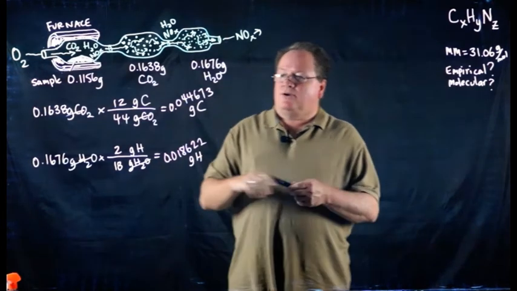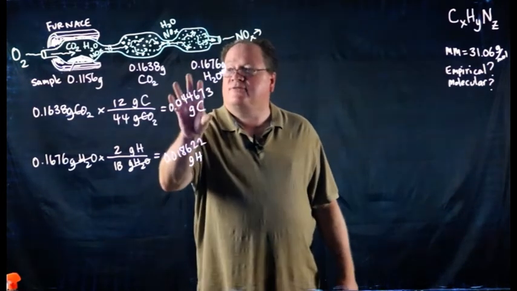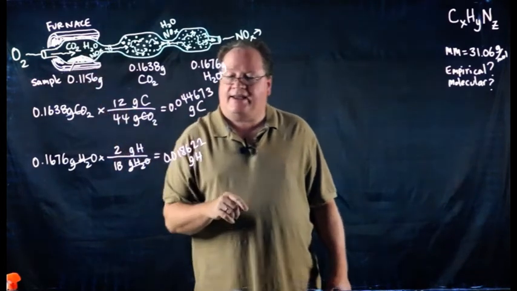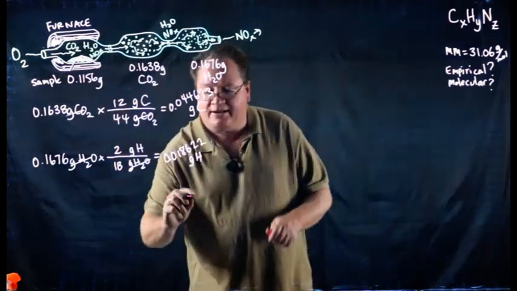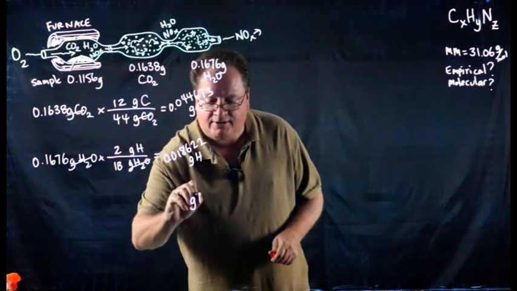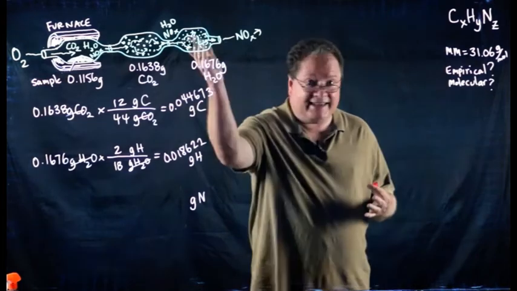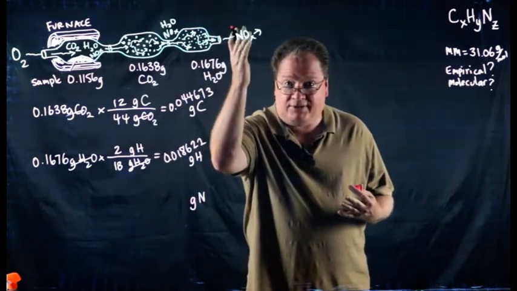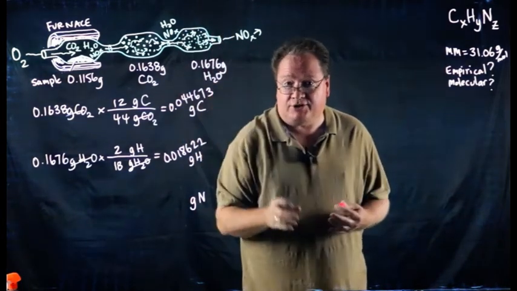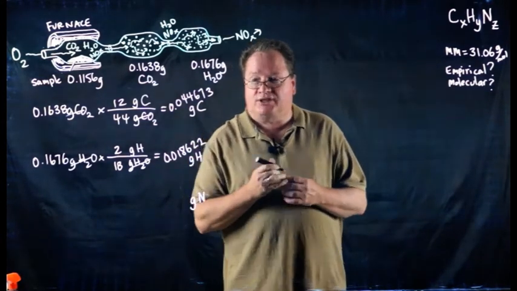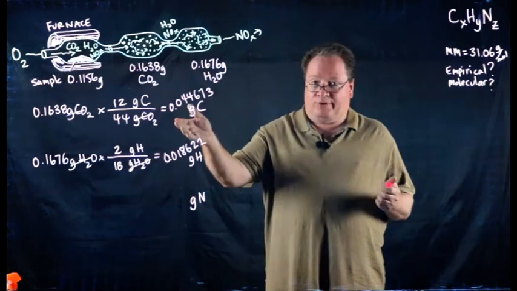Okay, so I now know how many grams of carbon I had in there. I also know how many grams of hydrogen I have in there. How am I going to figure out the number of grams of nitrogen? I didn't have a trap for nitrogen. How am I going to figure out how many grams of nitrogen were in that sample?